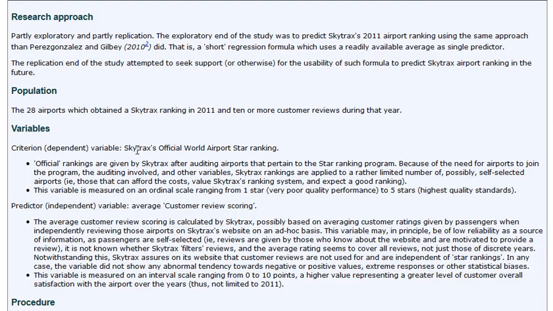study. So in this case, for example, only 28 airports obtained both a Skytrax ranking in 2011 and an independent customer review score amounting to 10 or more customer reviews during 2011. So again, instead of a sample, the author is actually using a population of airports that fulfill those two criteria.